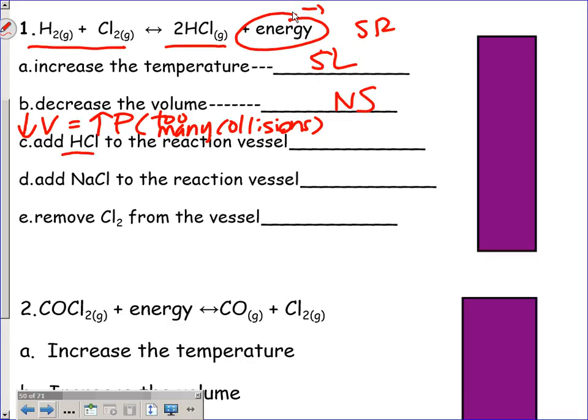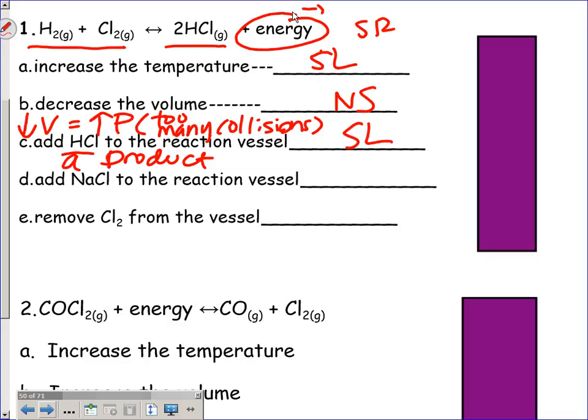I'm adding that's a product, right? So if you're adding a product, oh no, I have too many products. Which way do I shift? Shift left to go away from products to consume them and remake reactants. So you're going to shift left to eliminate products.